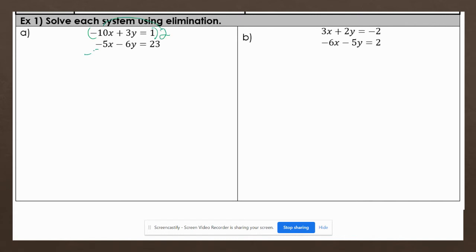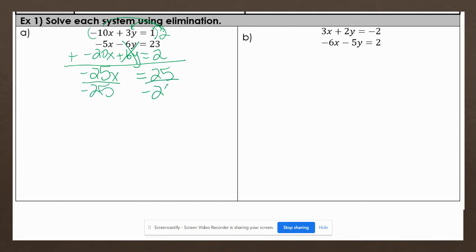2 times negative 10 is negative 20x. 2 times 3 is positive 6y. 2 times 1 is 2. Not changing that second one. When I add these together now, negative 5 minus 20 more is negative 25x. Negative 6 plus 6 is 0y. And 23 plus 2 is 25. The opposite of multiplying by 25 is dividing by 25, and it's negative. So we get x is equal to negative 1.